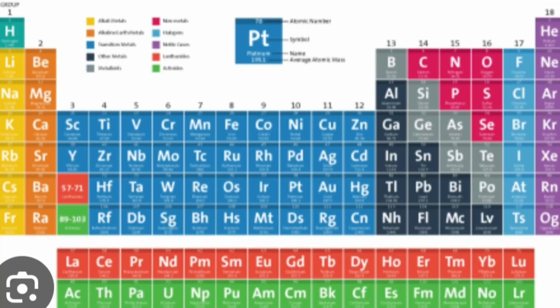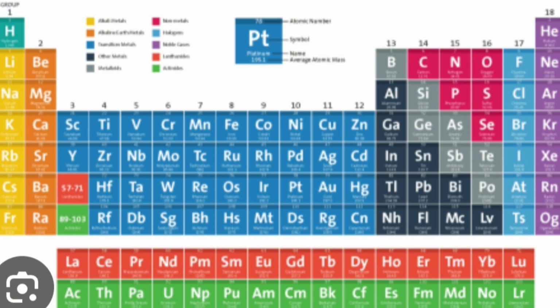It wasn't known at first, but the reason elements in the same group behave similarly is because they have the same number of valence electrons. Look at group 1, for example. These elements all have one valence electron, or one electron in their outermost shell.